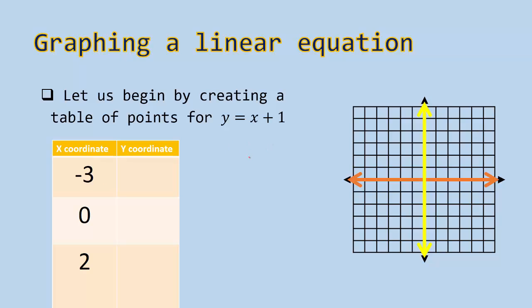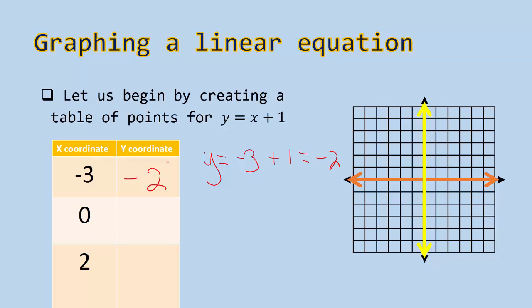I'm going to plug in -3. So that means I'm going to take the equation y equals, replace x with -3, and add 1. And that's going to come out to be -3 plus 1, or -2. So my y coordinate for -3 is going to be -2.